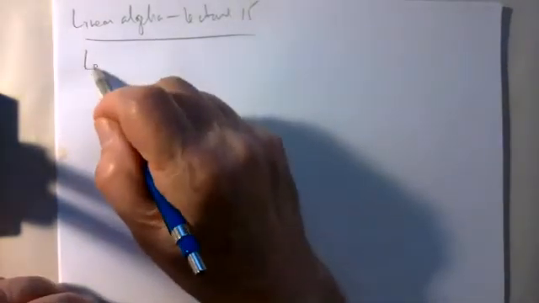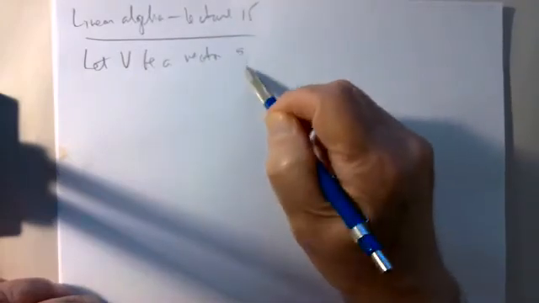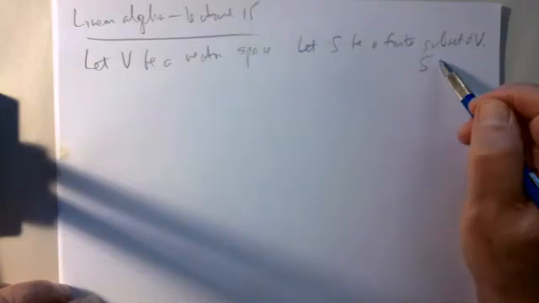Okay, so lecture 15 in linear algebra. And I want to review a little bit of what I did this morning. So let V be a vector space. Let S be a finite subset of V, and not just the set consisting of the zero vector.